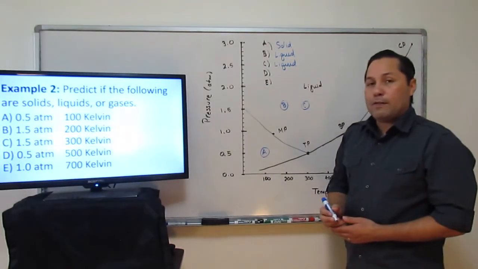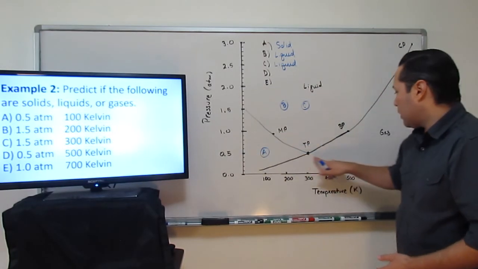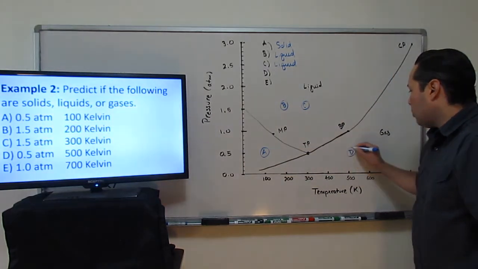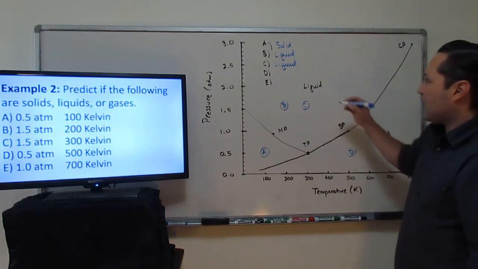Point D is at 0.5 and 500 Kelvin, so here's 0.5. We're going to go all the way to 500 Kelvin. So there's point D at that spot right there, and that's in the gas phase.